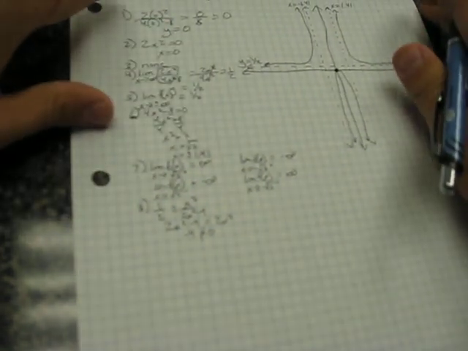So that's how you graph a rational function. I believe that's all.